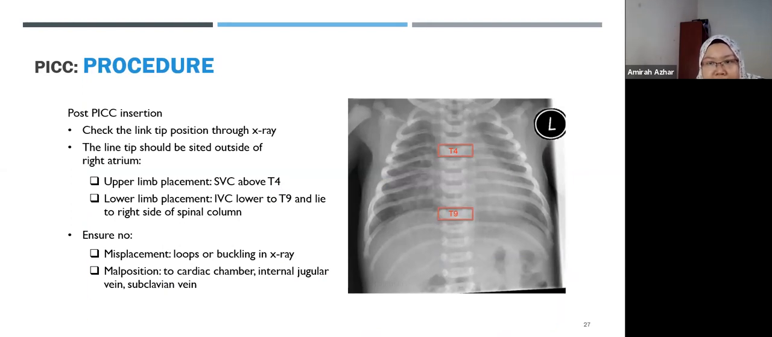Since PICC can be done at other placements, if you do it at the lower limb placement, make sure the catheter tip is at the inferior vena cava, lower than T9. So make sure that there is no misplacement, such as loops or buckling in X-ray. There's no malposition to the cardiac chamber, internal jugular vein, and also the subclavian vein.